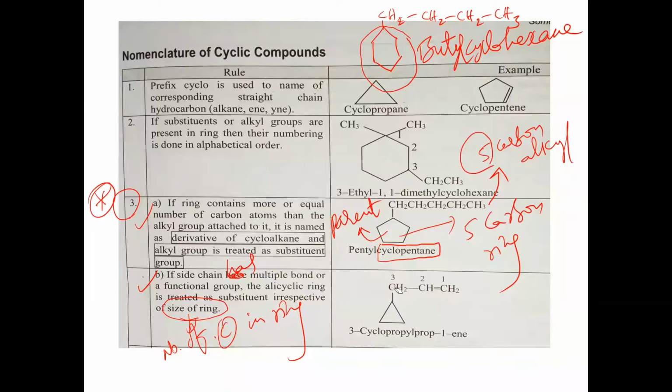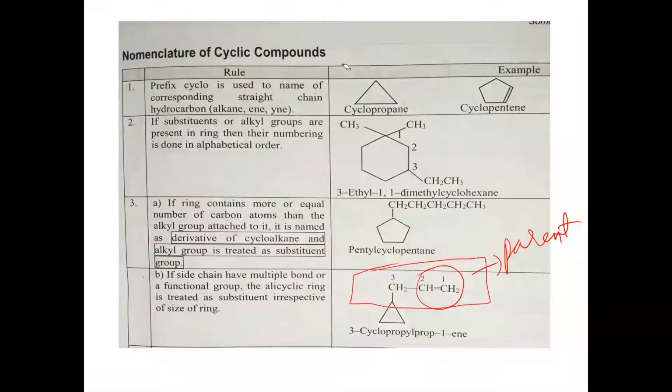The ring should be taken as the substituent. Now check this example. How many carbons are in the ring? 1, 2, 3 carbons. And in the branch? 3 carbon atoms. So there are 3 carbon atoms in the side chain and 3 in the ring. When both have the same number of carbons, in the previous case, what did we take? The ring only as parent. A 5 carbon ring, 5 carbon chain; in that case, the ring only we have taken.